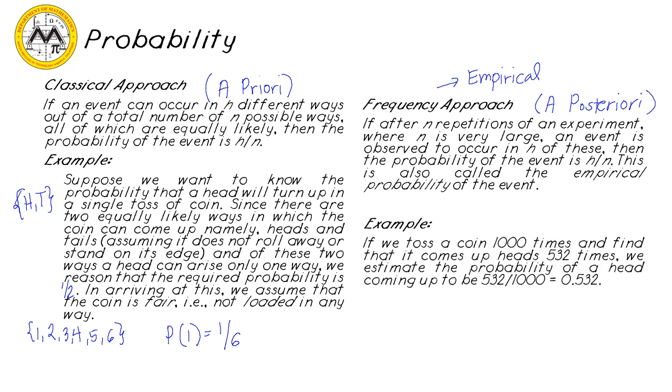Example, if a coin is tossed 1,000 times and it comes up head 532 times, we estimate the probability to be 532 over 1,000.